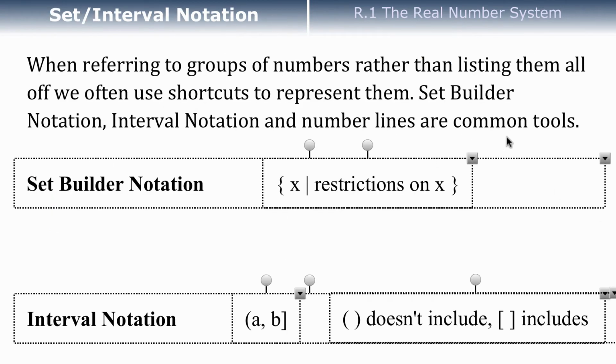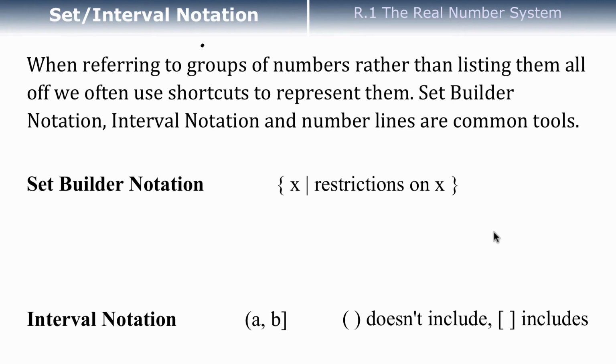Now, when we're looking at number systems, one of the things that we often have to do is classify or group things or express a group of numbers in a short form. And we do that in a number of different ways. We can use set builder notation or set notation. We can also use interval notation. And let me show you how both of those work. There we go. Okay, so set builder notation looks like this one.